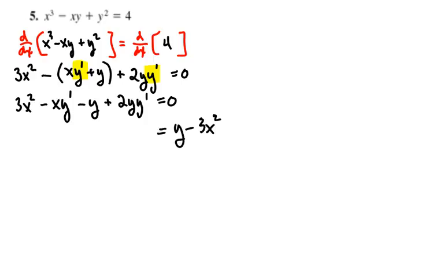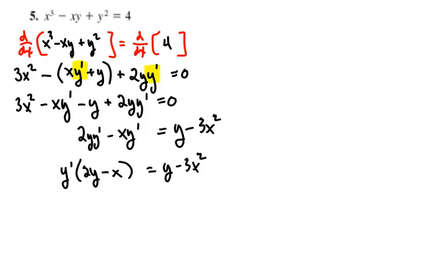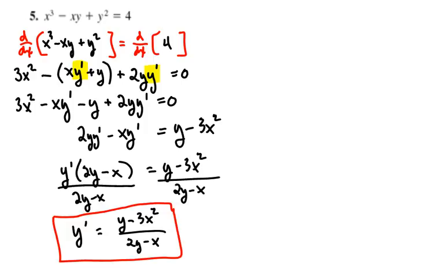Now with the y primes, I have a similar case. I have 2y y prime, which is positive, and negative x y prime. So what I'm going to do with that is write them so that I'm going to get a positive expression out of that. From this point, I want to factor out my y prime, and I get y prime times 2y minus x is equal to y minus 3x squared. Divide both sides by 2y minus x, and I'm done. y prime is equal to y minus 3x squared over 2y minus x. Finished. And I'll go on to problem number 7.